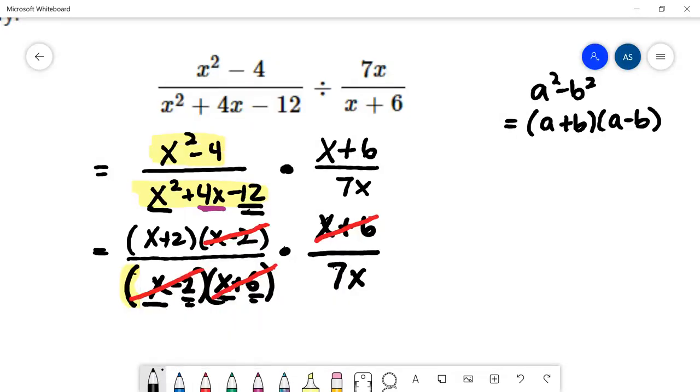We're going to multiply straight across with what's left. So in the numerator, I have x plus 2 left. In the denominator, I have 7x left. So we've simplified this division to be x plus 2 over 7x.